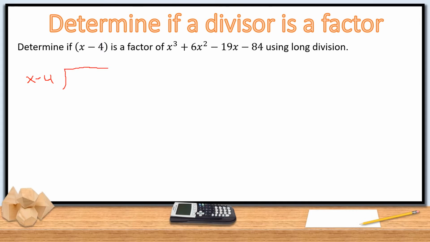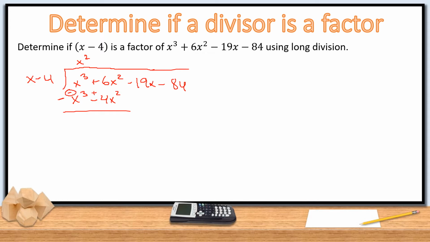So x minus 4 going into x cubed plus 6x squared minus 19x minus 84. So x goes into x cubed x squared times, so we would get x cubed minus 4x, I'm sorry, that should be an x squared, not x cubed. 4x squared times, draw your line, subtract, so this is going to change sign, and so is that one. So 4 plus 6 is 10x squared.